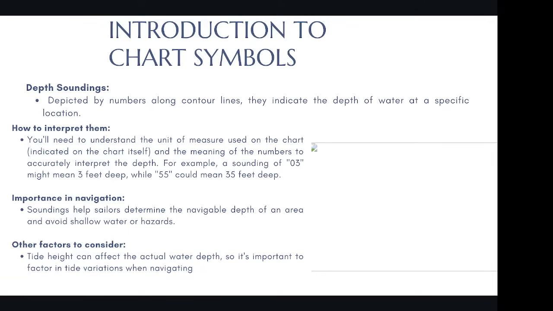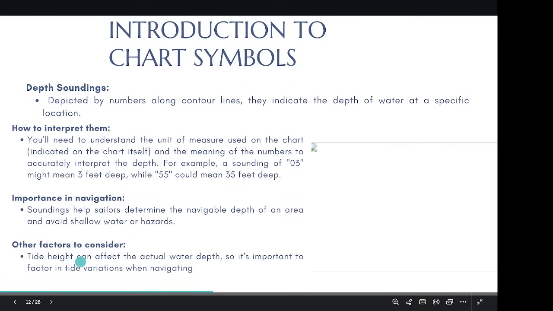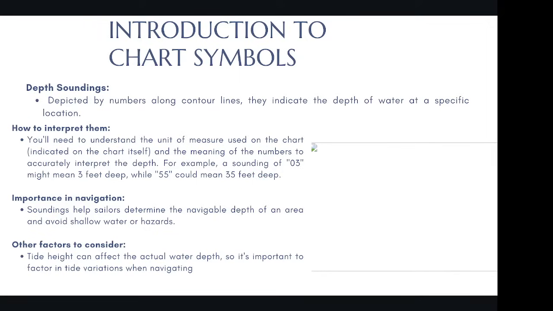Importance in navigation. Soundings help the sailors or the mariners determine the navigable depth of an area and avoid the shallow water or the hazards. And another factor to consider is the tide height, which can affect the actual water depth. So it's important to factor in tide variation when navigating.